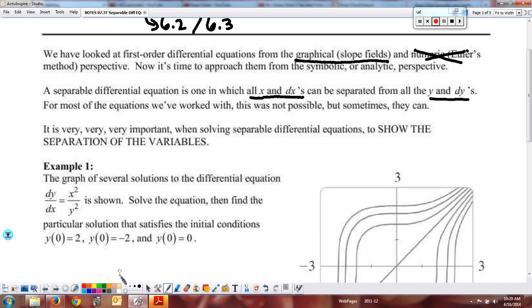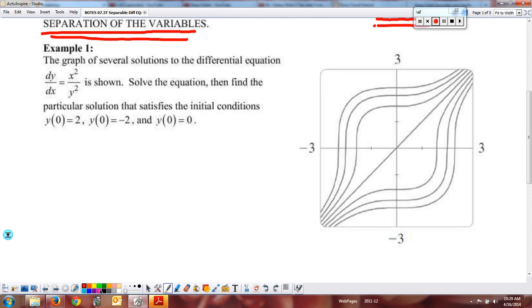And one thing you must remember whenever you are in a free response problem: you must show the separation of the variables. If you do not show that, you will not get credit for doing the separation. Okay? So just as an example, let's take a look at example 1.